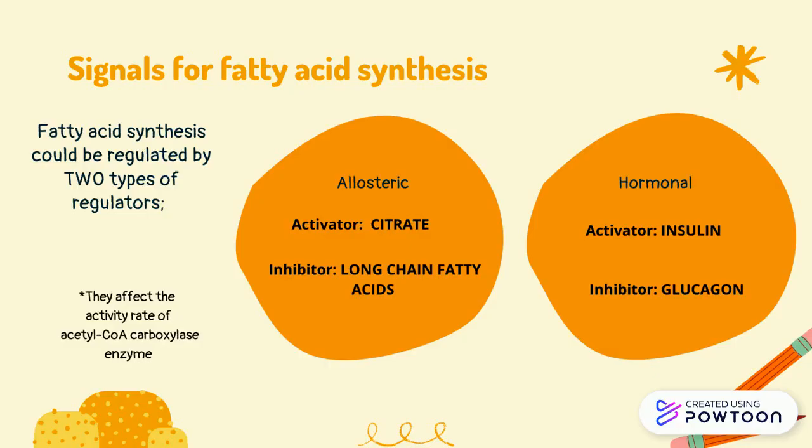Signals for the fatty acid synthesis could be regulated by two types of regulators, which are the allosteric or the hormonal regulator. For the allosteric activator, it is citrate, which is in the first step of fatty acid synthesis, and the inhibitor is the long-chain fatty acids itself. For the hormonal regulator, the activator is insulin and the inhibitor is glucagon. These two can be seen especially during our fed or fast state, and these regulators affect the activity rate of the acetyl-CoA carboxylase enzyme.